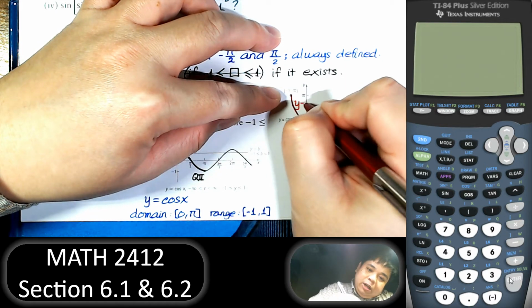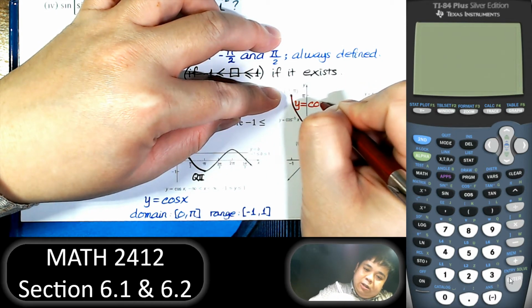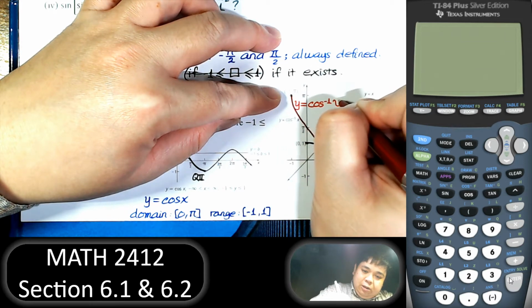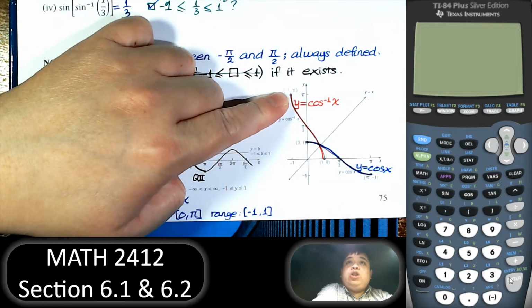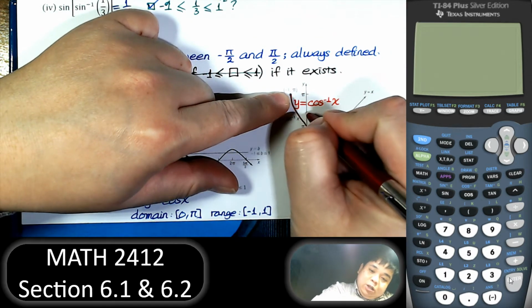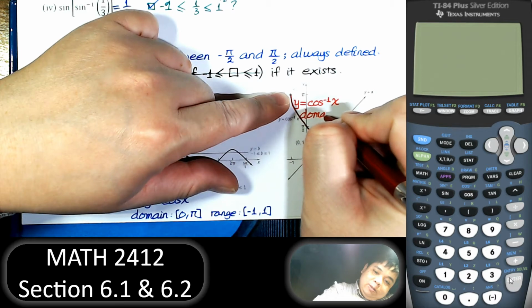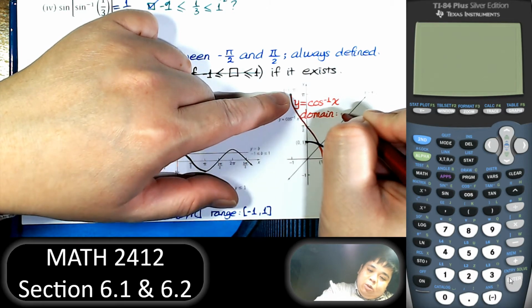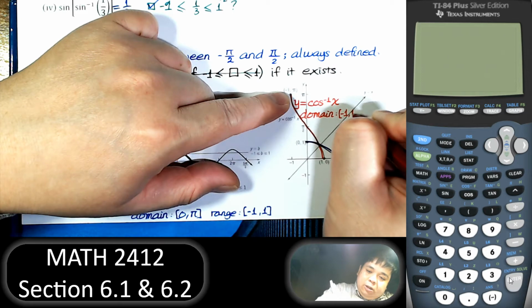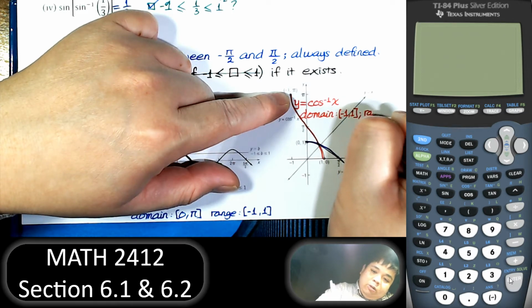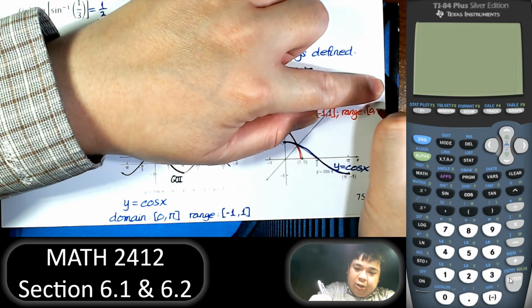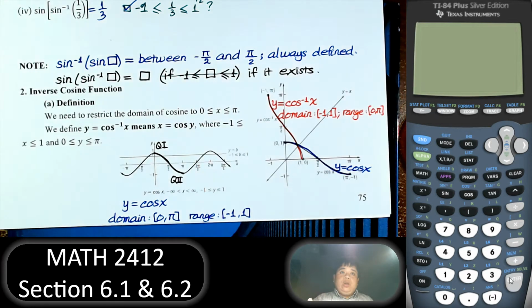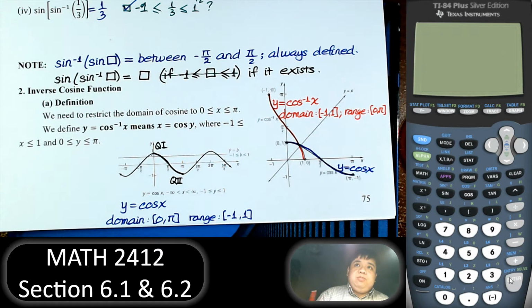And this will be the inverse. Of course, in the inverse function, we just need to switch the domain and range. So the domain for the inverse will be from -1 to 1, and the range from 0 to pi. Right? So we switch the domain and range of the function and the inverse. Straight from the definition.